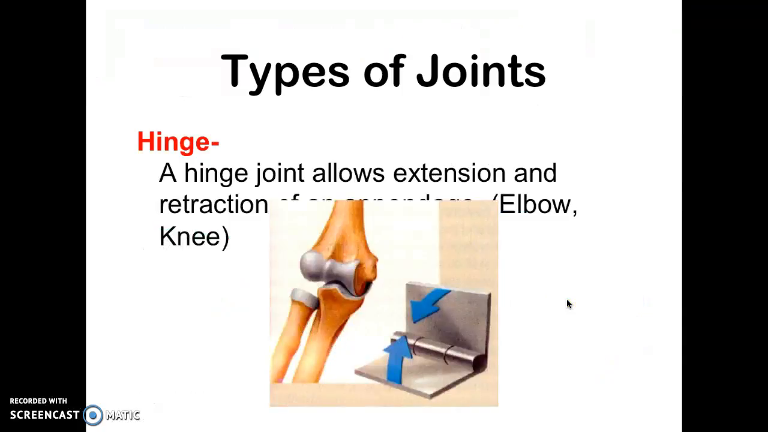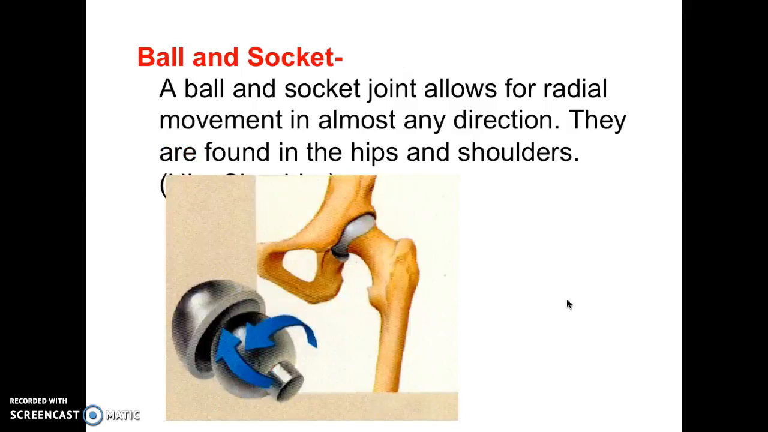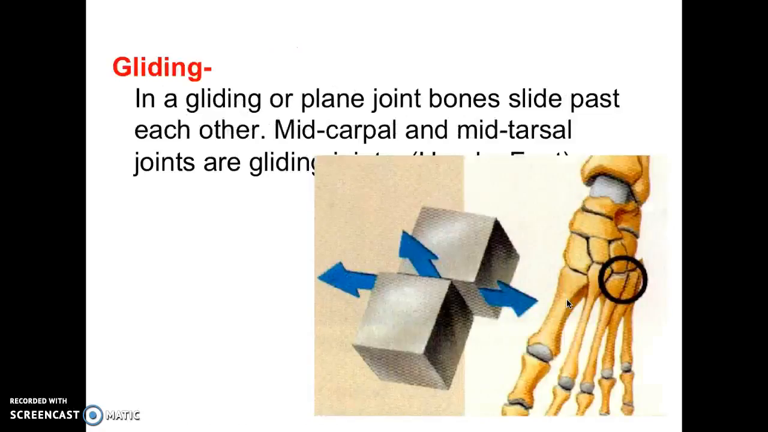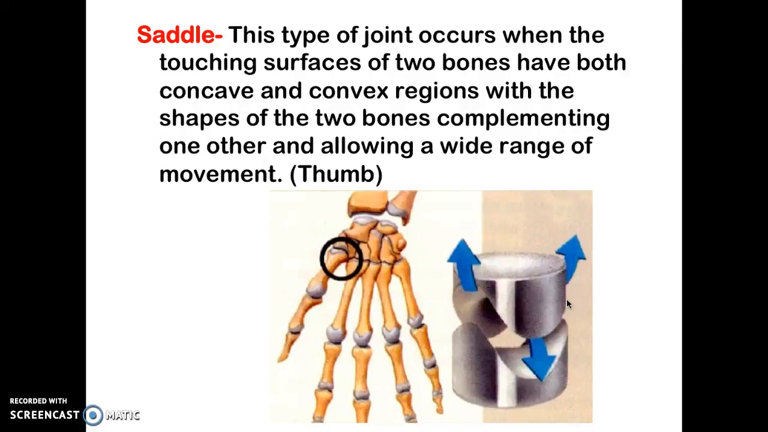A hinge joint allows extension and retraction. Ball and socket allows for radial movement in almost any direction. They are found in the hips and shoulders. Gliding can move side to side. Saddle is the type of joint that occurs when touching surfaces of two bones have both concave and convex regions, with the shapes of the two bones complementing one another and allowing a wide range of movement. The only saddle joint that we have in our body is our thumb.